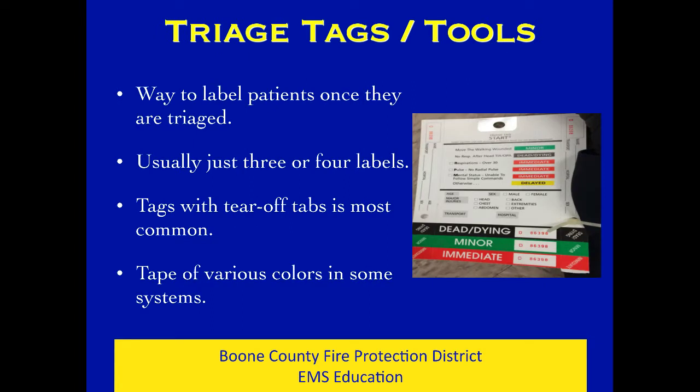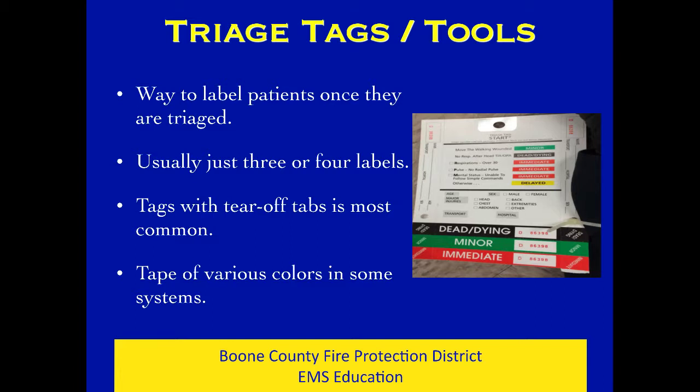Triage tags are used to label the patients once you've sorted them, and there are numerous different types. Some have 3 or 4 labels. Typically, you're going to be able to tear off labels that you don't need, so the last one showing is what you're using. In this example of the picture, this patient would be triaged red or immediate. That's the last one showing on there. The yellow has been torn off.